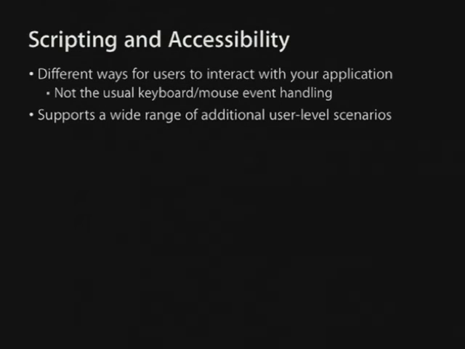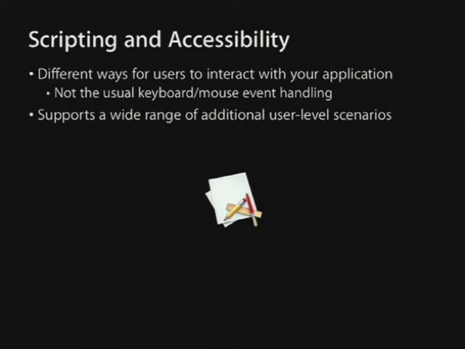So usually when we think about users interacting with our applications, we think about them with an input device and mouse events, key events, multi-touch gesture events even. But on macOS 10, there are two additional ways that users can interact with your applications: scripting and accessibility. And in fact, it's two ways that users can interact with your application from a separate process.